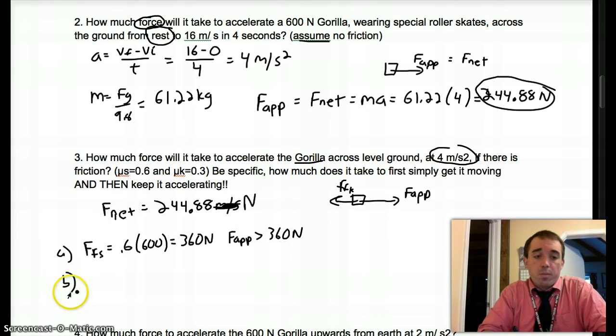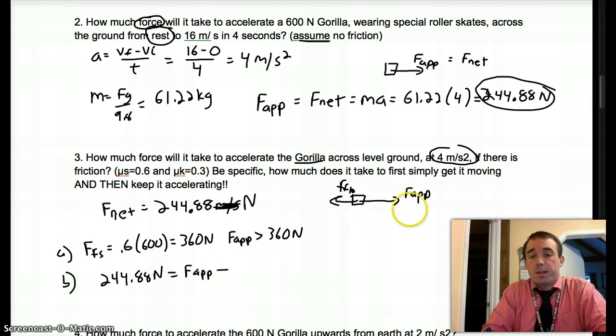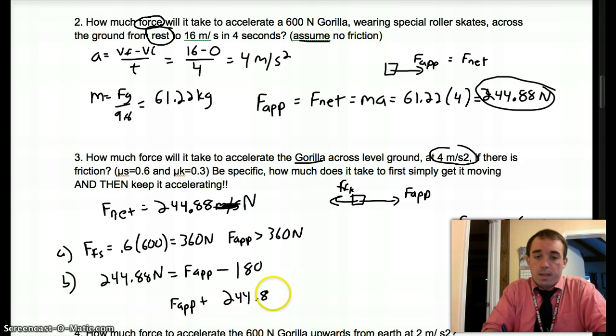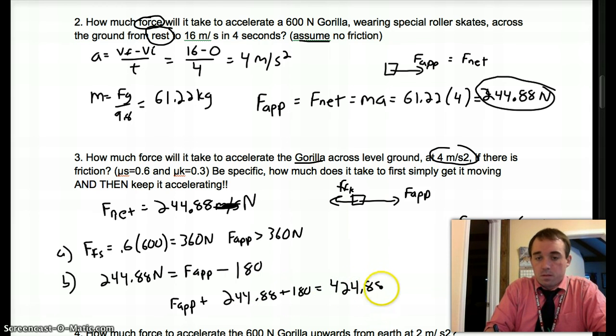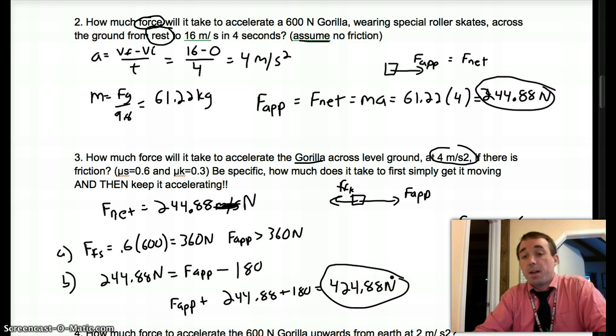But to keep it accelerating at 4 meters per second squared, we have our net force, 244.88 newtons. That equals our applied force, what we're solving for, minus our force of kinetic friction. Our force of kinetic friction is 0.3 times 600, which I can do in my head as 180. So subtract 180 newtons, solve for F applied. You're going to end up saying the applied force is 244.88 plus 180, 424.88. So you still have a net applied force to the right, but because you have to overcome friction, you have to push a little harder than just the 244 that you did for problem 2.